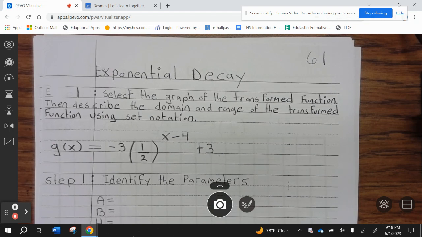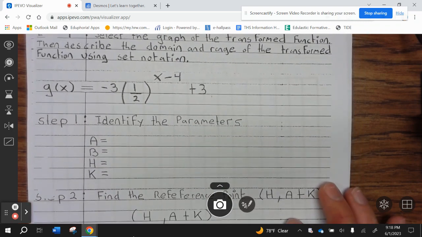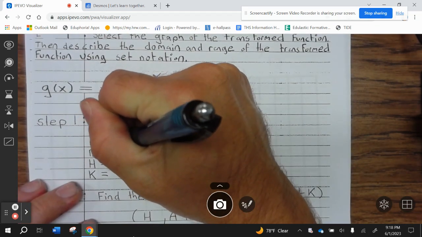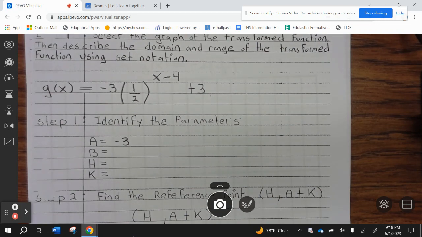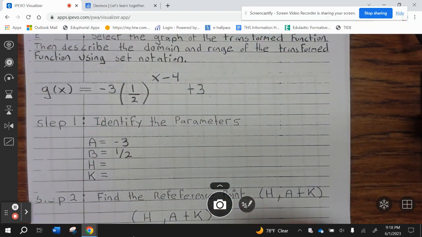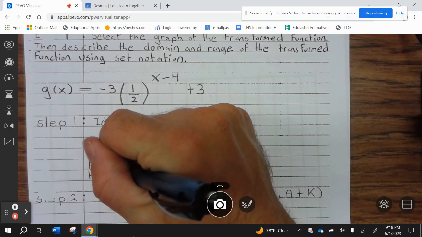Consider on journal page 61, exponential decay. Example 1. Select the graph of the transform function, then describe the range of the transform function using set notation. Identify the parameters. So a is -3, b is 1 divided by 2, h is 4, k is 3.